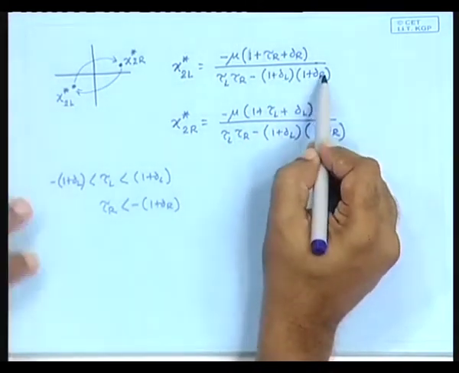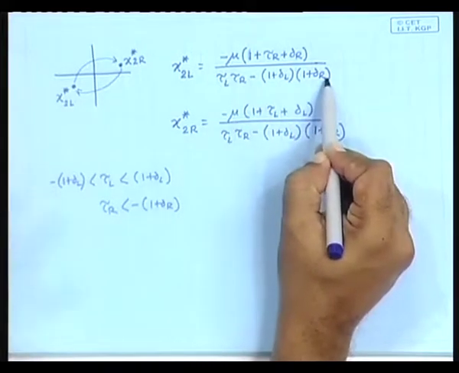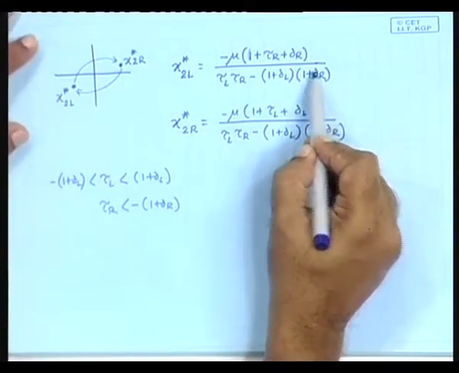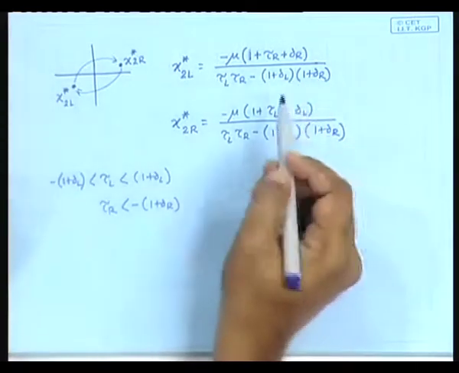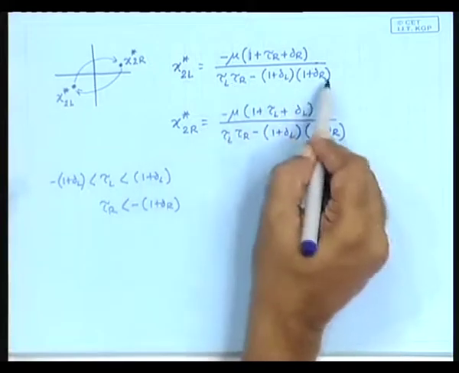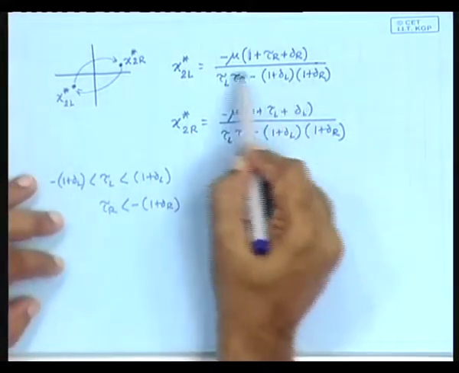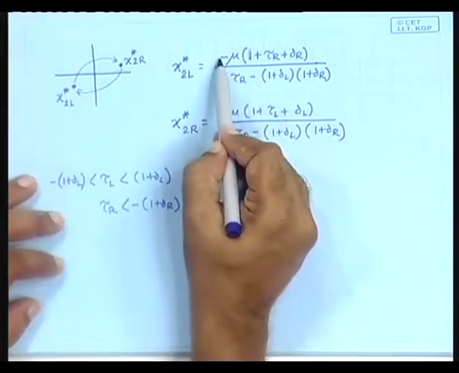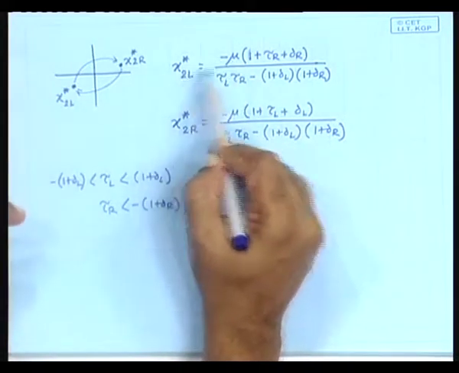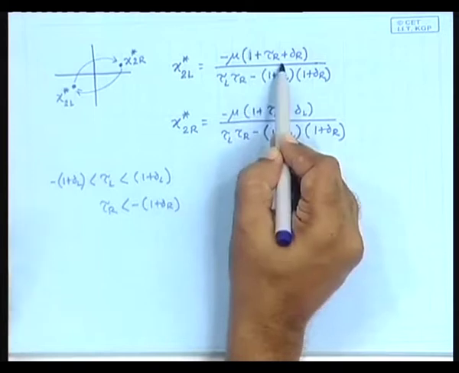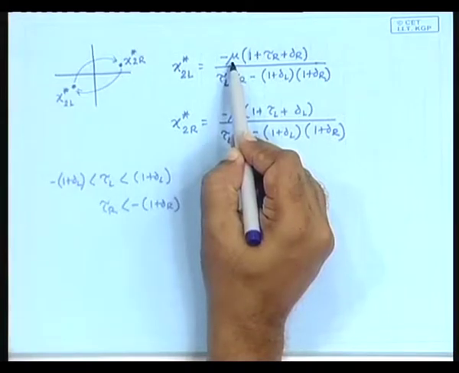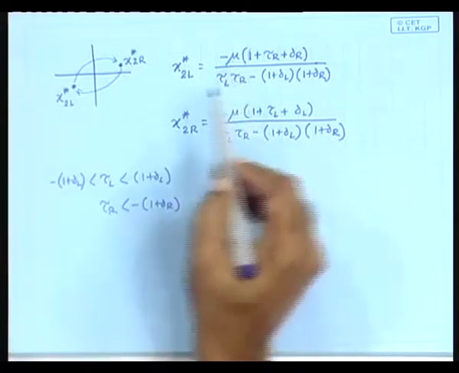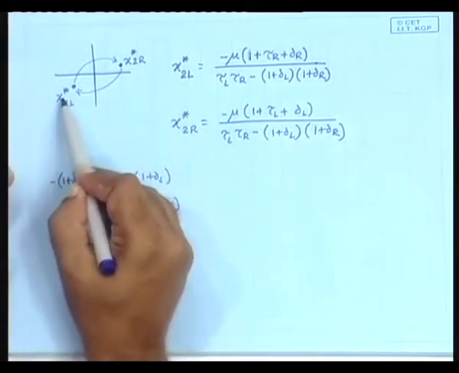Now, consider this term to be negative first. First consider this term to be negative, that means 1 plus delta L, 1 plus delta R is bigger than tau L tau R. This term is negative. If this term is negative, the denominator is negative, negative, negative cancels off. So, the sign of this depends on mu and this fellow is negative. So, when mu is positive, you need this to be here in the negative side.